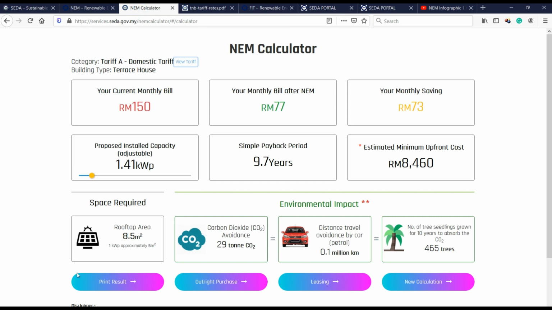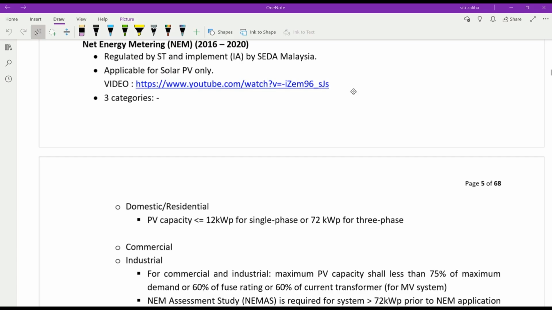For your awareness of the environment, you will reduce carbon dioxide by about 29 tons. The distance travel avoided by car is about 0.1 million kilometer for this capacity. And the number of tree seedlings grown for 10 years to absorb the CO2 is about 565 trees. Okay, this is how interesting this NEM calculator is. So go back to the notes.